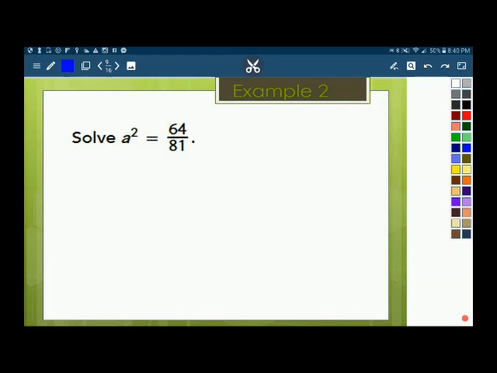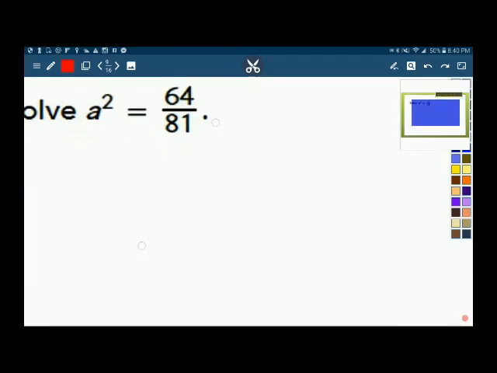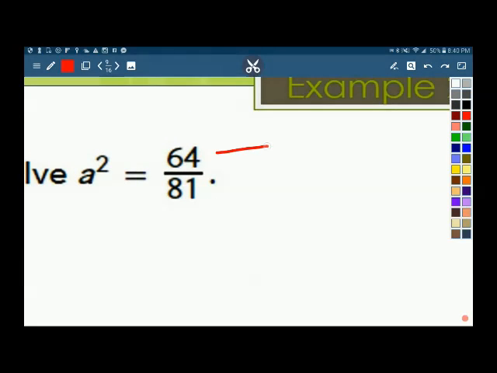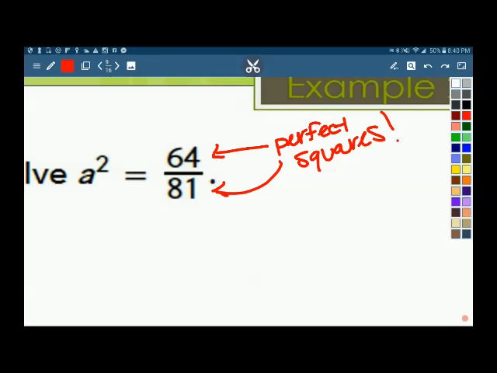All right, so in this second example, we're given the exact same thing, only in the equation, we have a fraction. Don't get freaked out, because in that fraction, I want you to notice something. Both 64 and 81 are perfect squares. This is going to make the process easier.